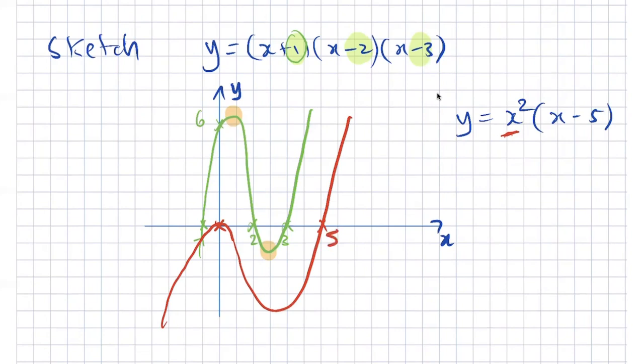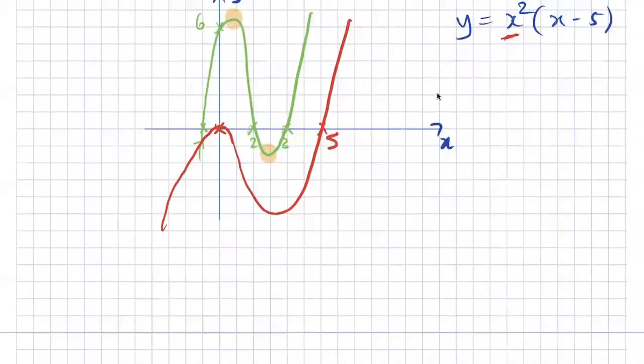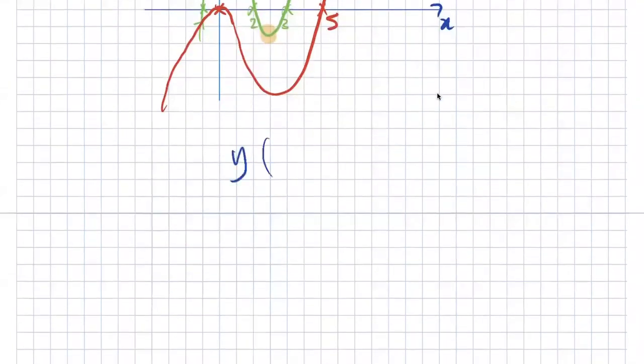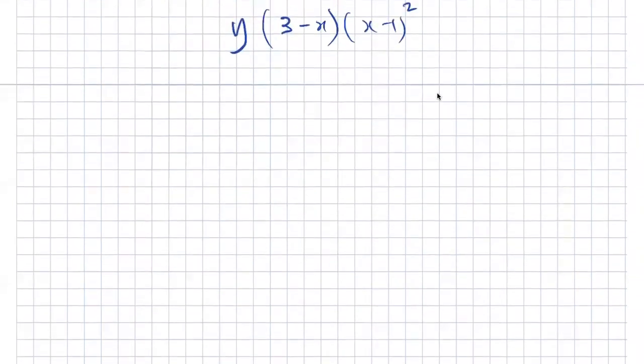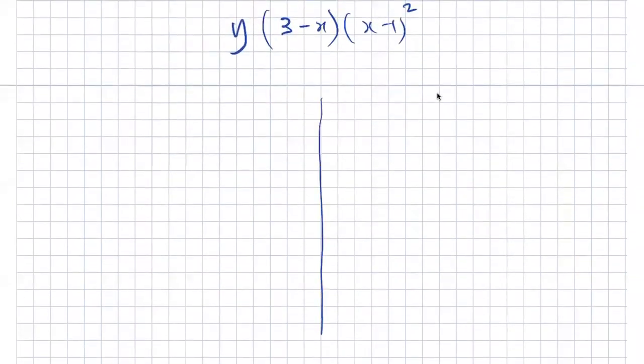Let's do another one. We're having fun. So let's say I've got, here's a really, really tricky one, all right? I've got 3 minus x times x minus 1 squared. And because this is so nice, we'll get a new set of axes to sketch that one. So set of axes, x-axis, y-axis, each square is 1 unit, and we're ready to go.